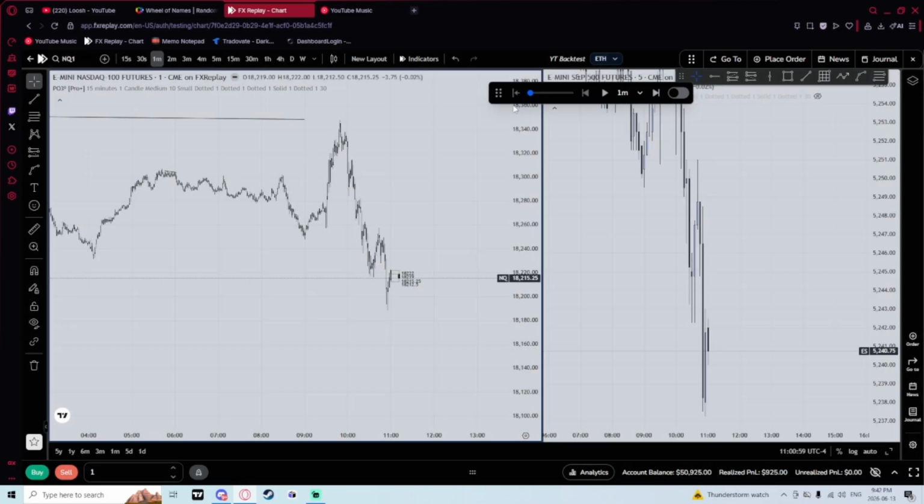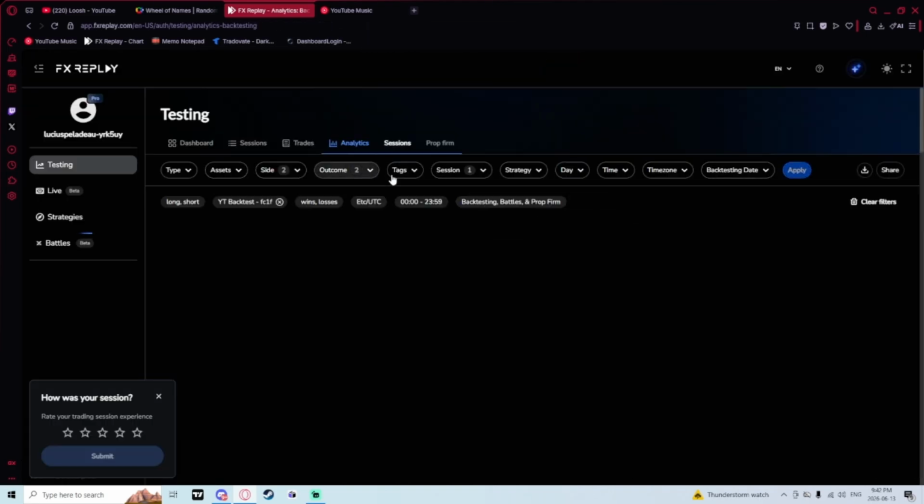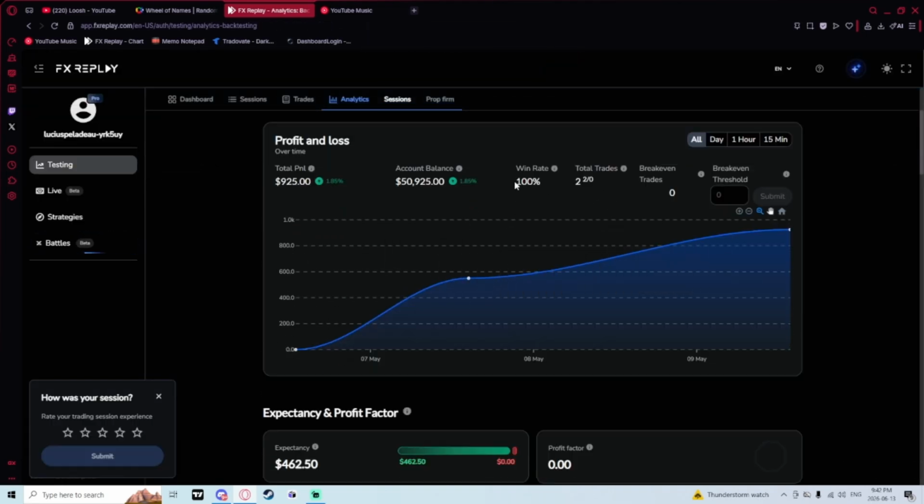So we'll take a look at the analytics for this session. Didn't do that bad. 100% win rate. Took 2 trades, 2 A+ trades, honestly, very informative trades. Something that, you know, if you're a beginner, you probably wouldn't bat an eye at these setups. You may look at these and think, why would you take this? So that's why I try to be a little bit more in-depth with this backtesting session.